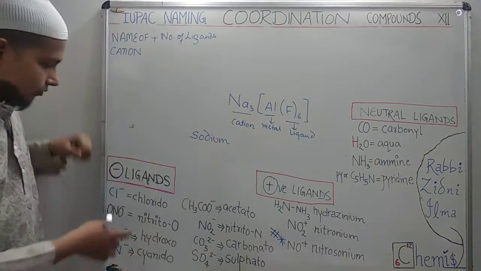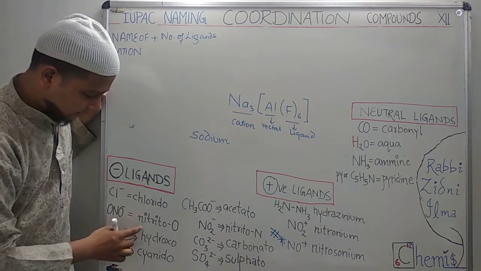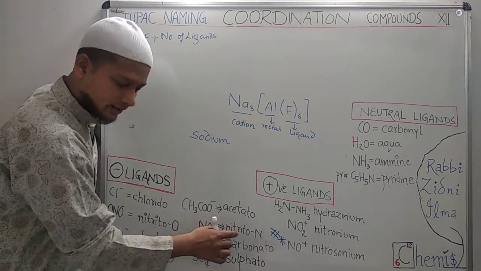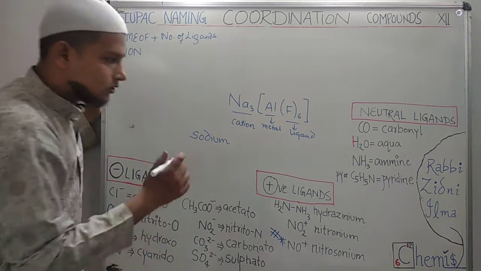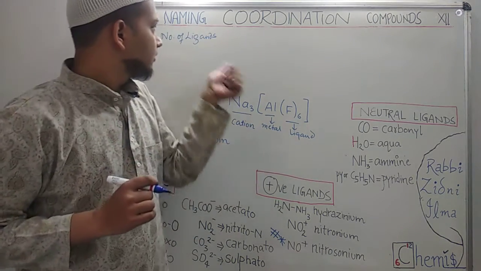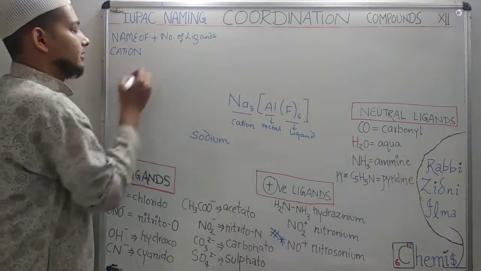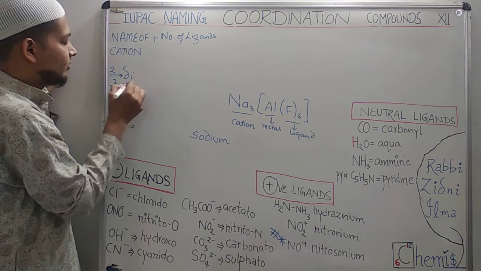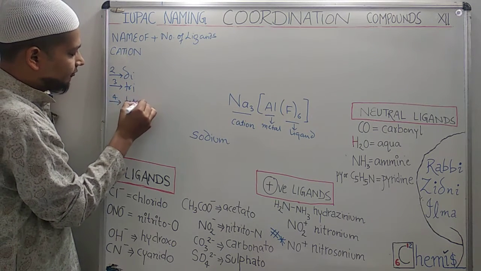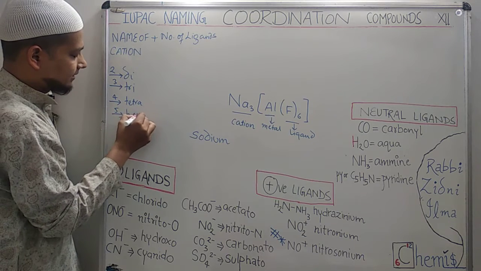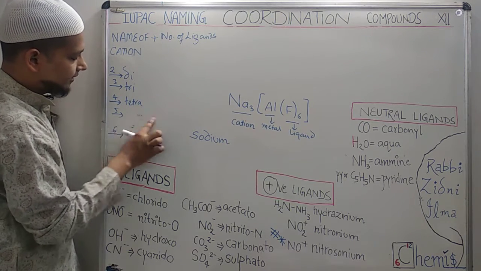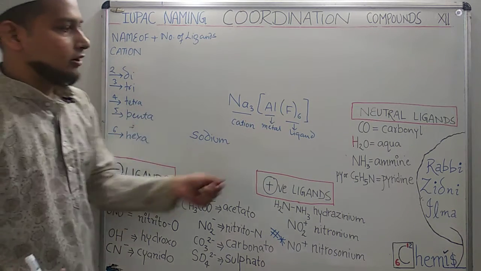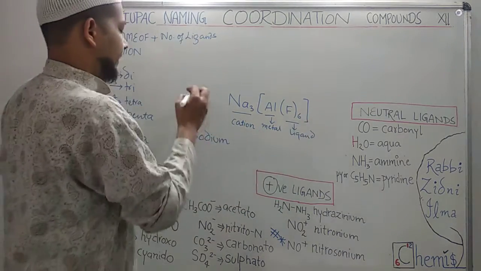For fluorine we use fluorido, chlorido for chlorine, ONO nitrito, OH hydroxo, CN cyanido, CH3CO acetato, NO2 minus nitrito, carbonato, sulfato. So this is for the name of the ligand, but now the number of ligands. If you have 2 ligands, then it will use di. For 3 we will use tri. For 4 tetra, 5 penta. I got confused. And for 6 we have hexa. In this particular case 6 ligands are present, so the name comes hexa.